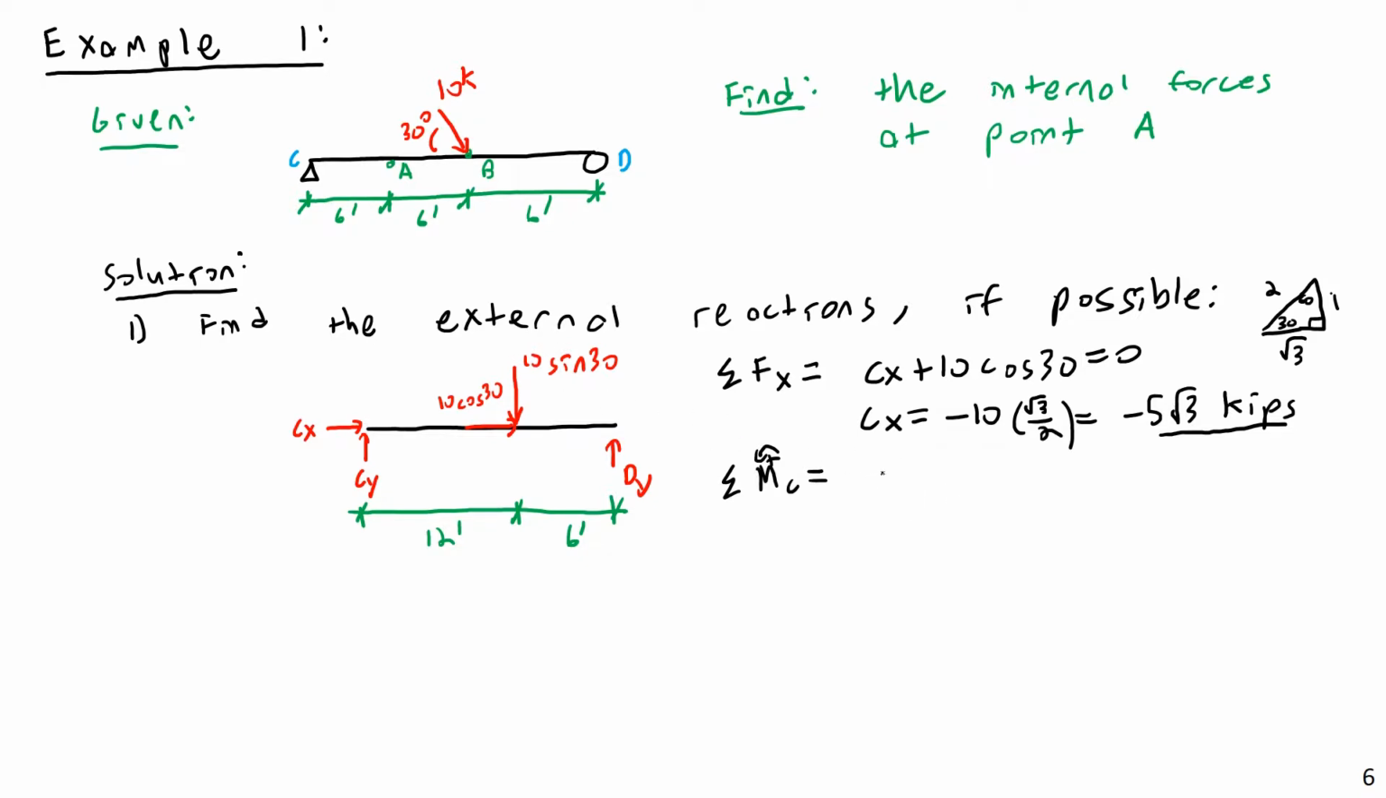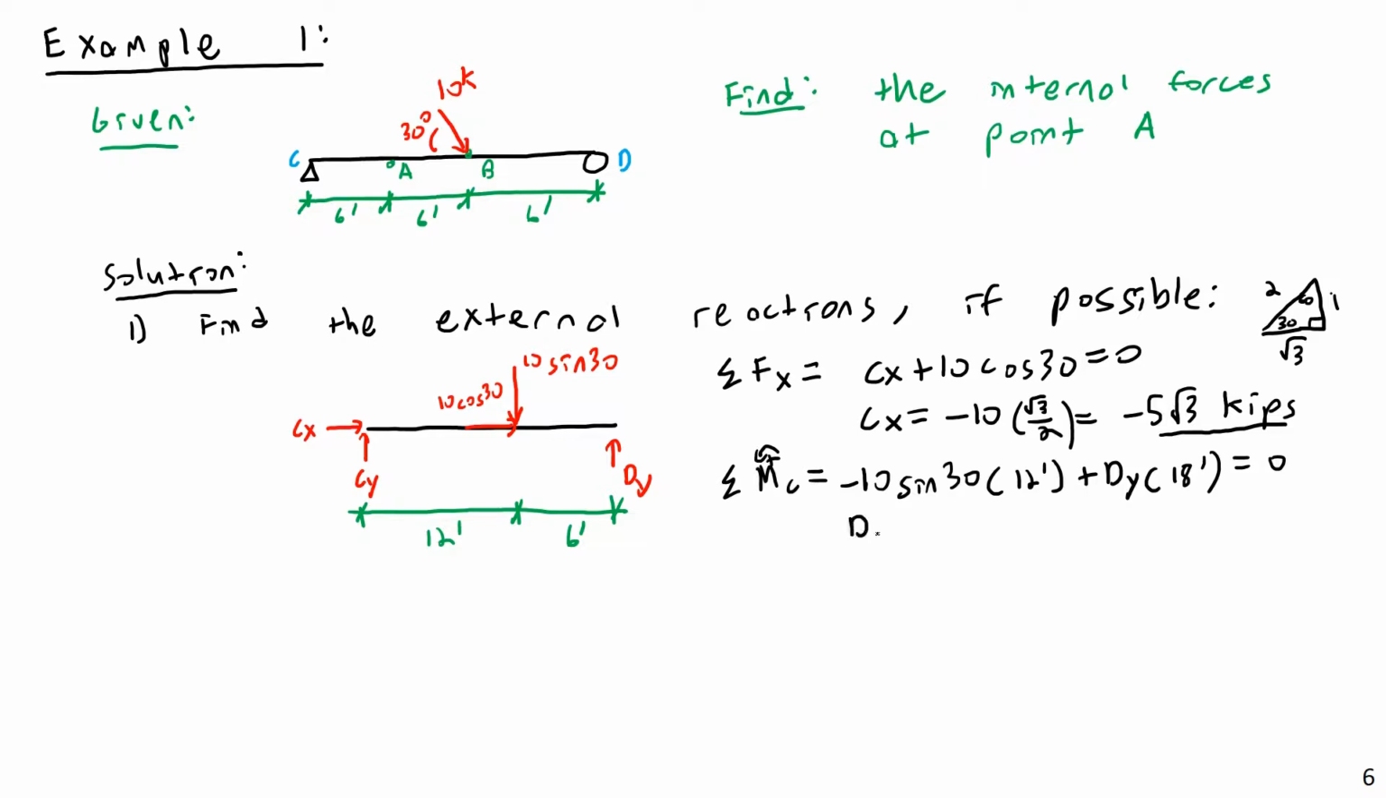So I'll have negative 10 sine 30, and it's negative, of course, because it is clockwise rotation about point C, times a moment arm length of 12 feet, and then plus Dy, positive, counterclockwise rotation about point C, times a moment arm length of 18 feet, and all of this is equal to 0.